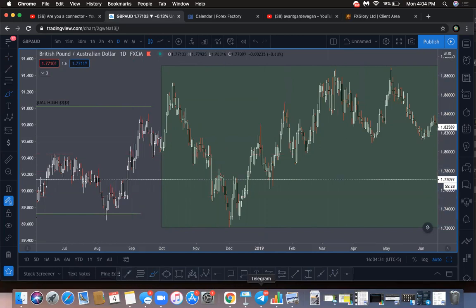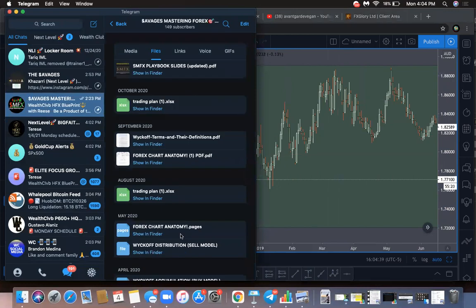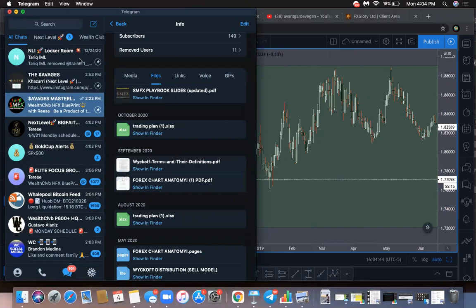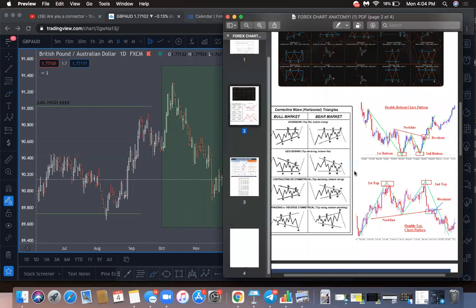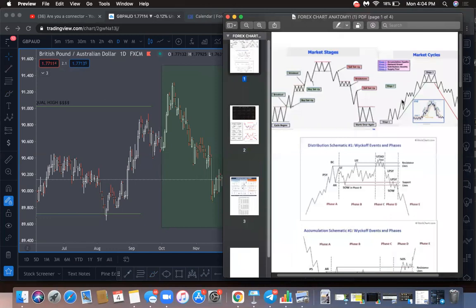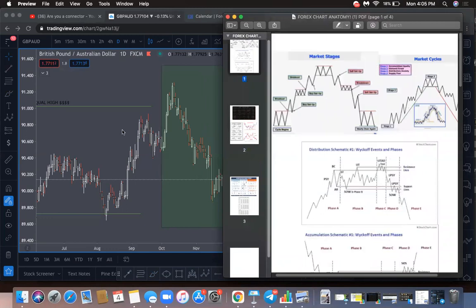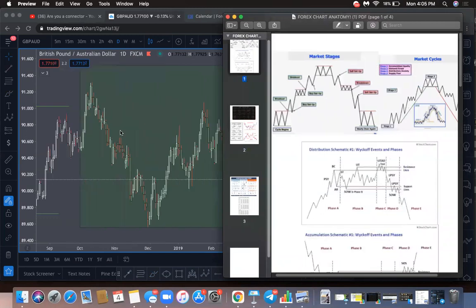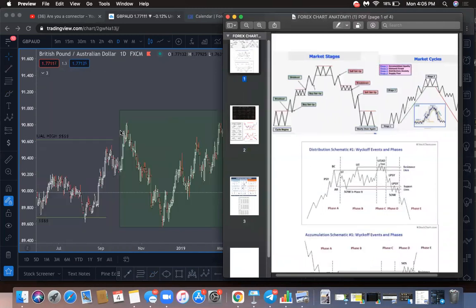And like I said, you guys have to have access to my Telegram chat in order to see those files. But if you pull up that file of the Forex chart anatomy, guess what you're going to find? You are going to find the blueprint: the market stages, the market cycles, distribution schematic, accumulation schematic. Wow, the market is legit doing all of that, literally.